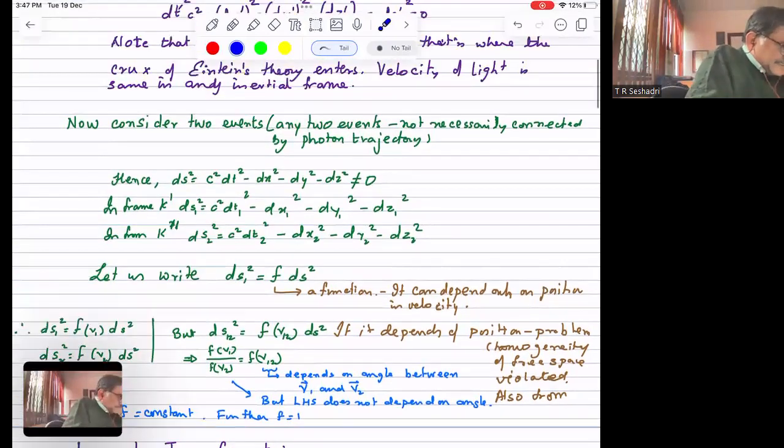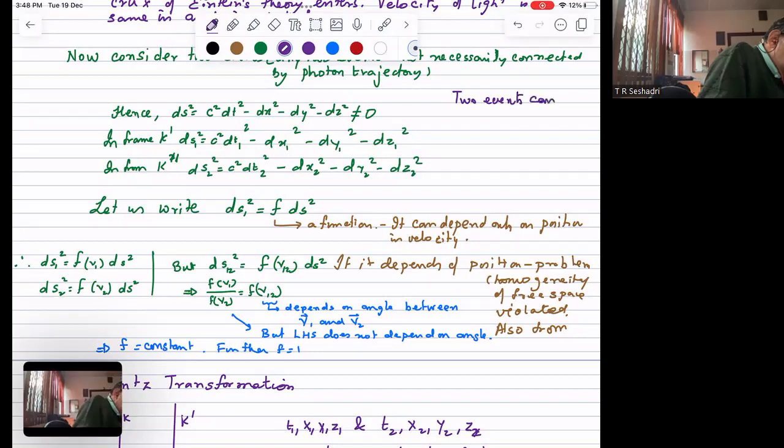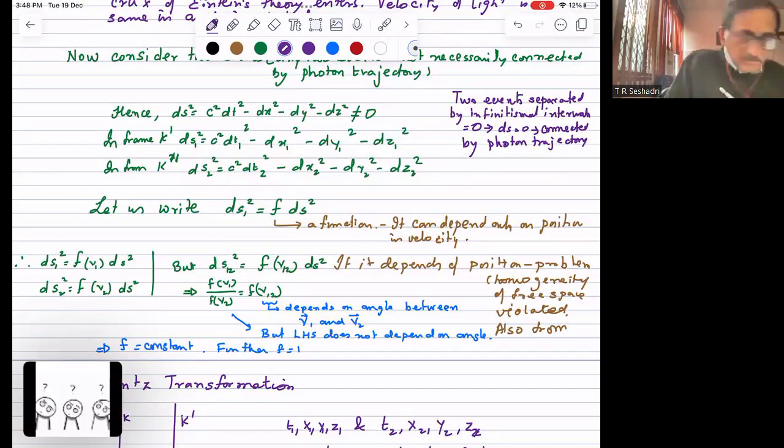See, what is being said is, given two events separated by infinitesimal intervals, if ds is zero, it means they are connected by a photon trajectory. Is this clear? Yes, sir. Okay.